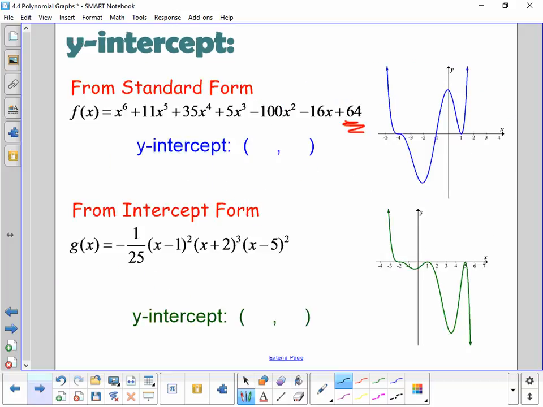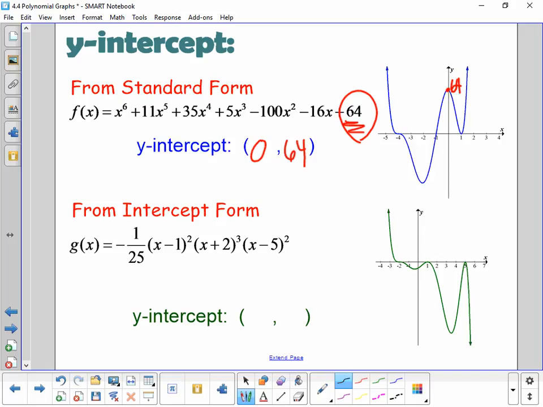Anyway, so watch out for that graph behavior. It can give you some additional information. Okay, so when we talk about the y-intercept, these are the same two functions, by the way. If the function is in standard form, it can be really easy to find the y-intercept. It's the constant in the function. So in this case, it's (0, 64), and this point way up here is actually at y equals 64.